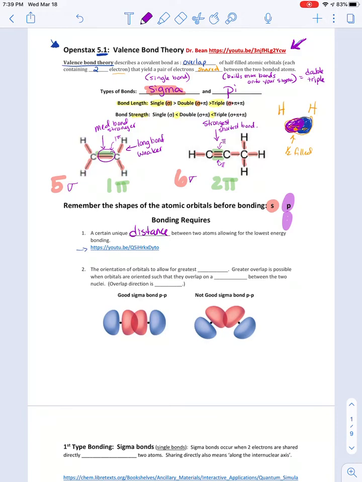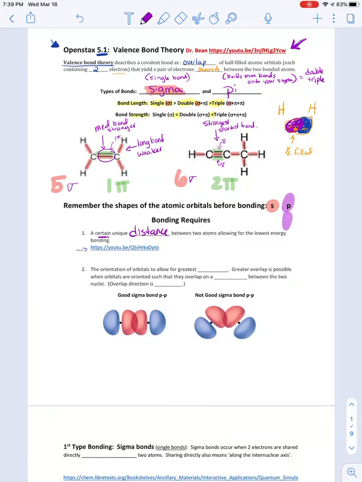So that's the first thing, the distance matters. They both have nuclei that are positive, and if you get those nuclei too close, they're going to repel. You want it to be just close enough so that the other atom's electrons can interact with the opposite atom's nucleus, but you don't want them to be too close. It's a certain distance. That's why it's a certain unique distance, and of course it's unique to whichever atoms you're talking about.